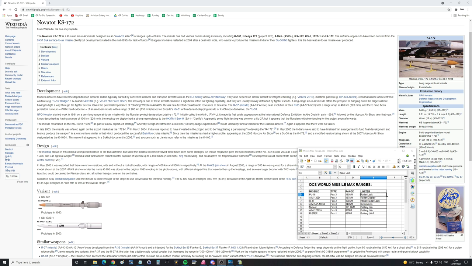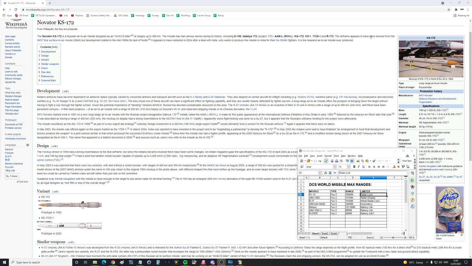The Novator KS-172 is a Russian air-to-air missile designed as an AWACS killer at ranges up to 400 kilometers, 250 miles, 210 nautical miles, which blasts anything we've looked at so far out of the water in terms of range. The missile has had various names during its history, including K-100, 172, or Project 172, AAML, RVV-L, KS-172, KS-1, 172S-1, R-172. It sounds like something that's been cancelled many times and started up again.